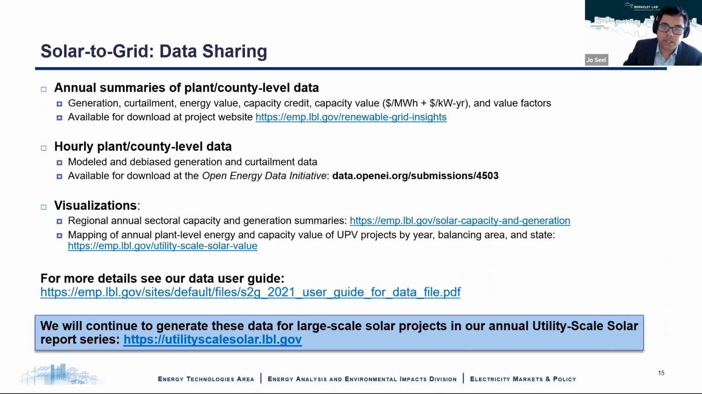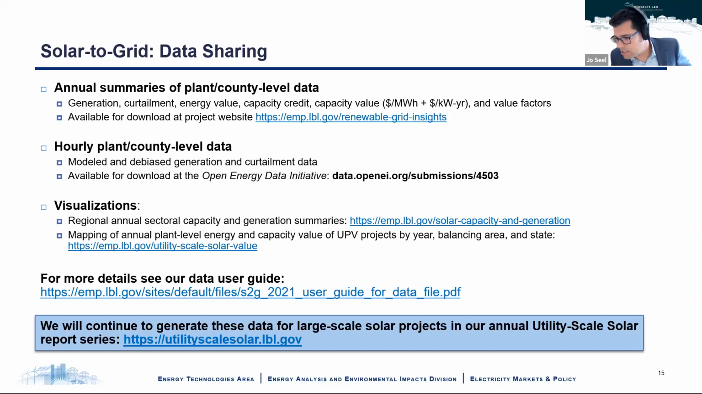We publish all of the annual summaries of this data, either on a plant level or county level, on our website. And so that includes generation, curtailment, energy value, capacity credit, capacity value, and a value factor that compares the value of solar against that of a flat block of power. You can download that on the project website. And in addition to these annual summaries, we also report hourly plant or county level data. And I think that is a very unique data set that does not really exist elsewhere much. It's a fairly big data set, so we didn't host that on our website ourselves, but have a link to the Open Energy Data Initiative, and you can find the data there and download it there.